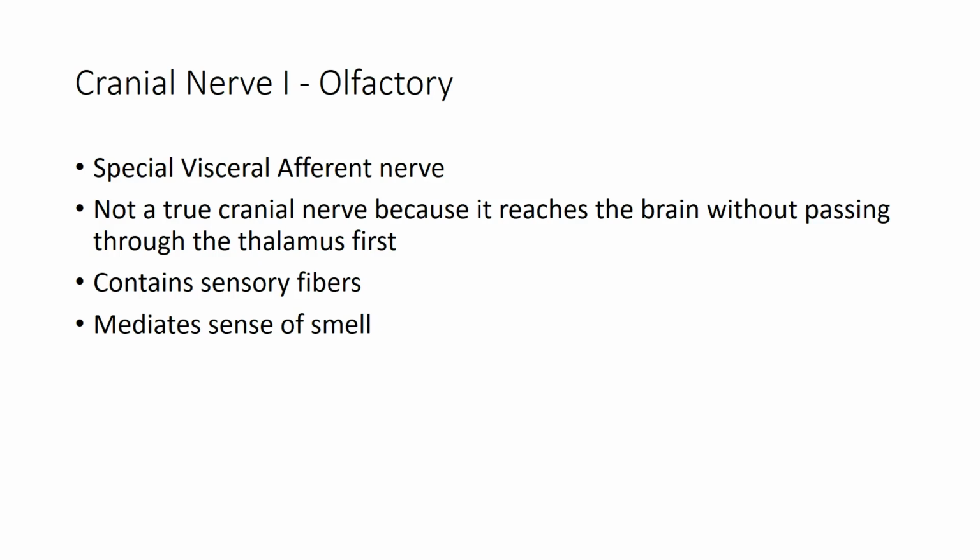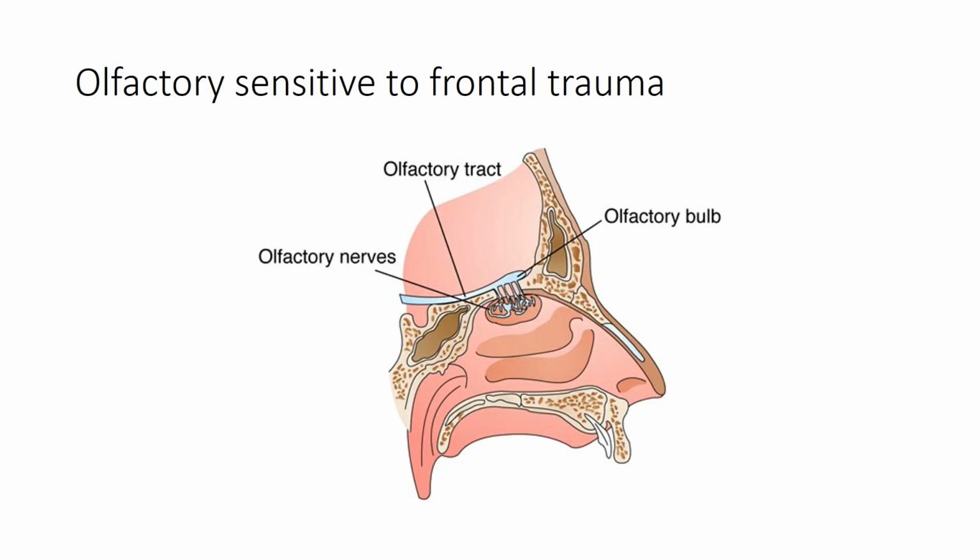So cranial nerve 1 is our olfactory nerve, a special visceral afferent. Some people argue it's not really a cranial nerve because it doesn't come in through the thalamus and through the brainstem like the other cranial nerves do. This is our nerve for the sense of smell.